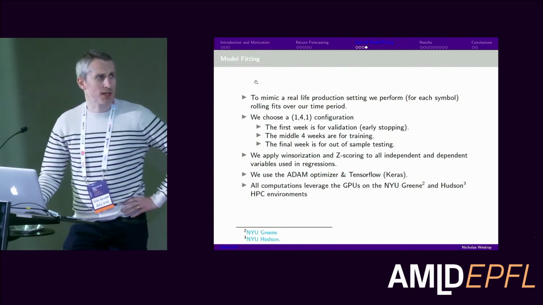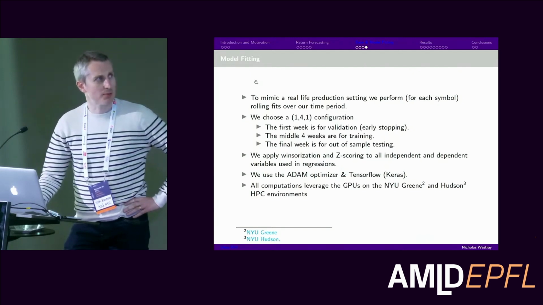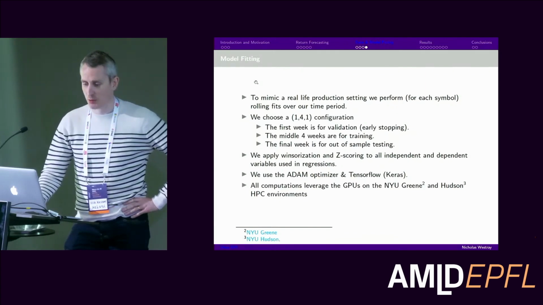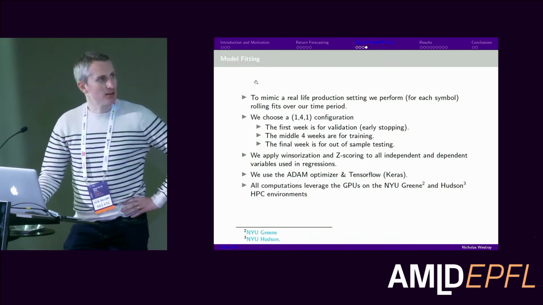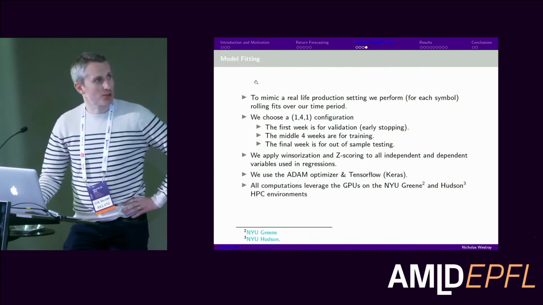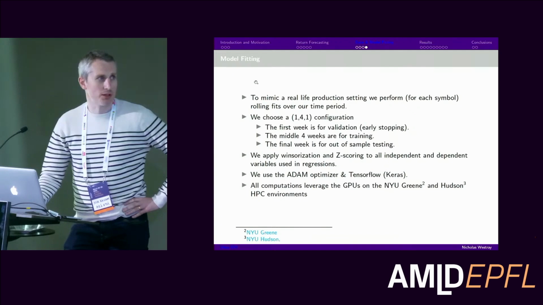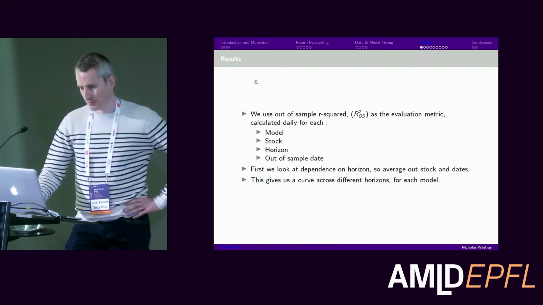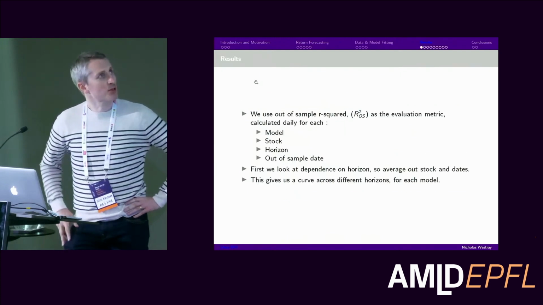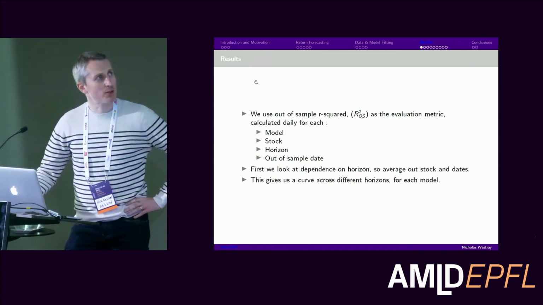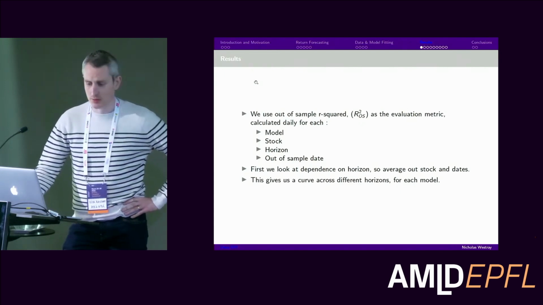We did some Winsorization and some Z-scoring to the independent and dependent variables, which help with cleaning up some outliers. And then we use the Adam Optimizer and TensorFlow. And of course, this is fairly time-consuming, so we use the GPUs on the NYU high-performance cluster, which is the Greene and Hudson. Okay, so we used out-of-sample R-squared as the evaluation metric, which we calculated daily for each model, stock, horizon, and out-of-sample data.